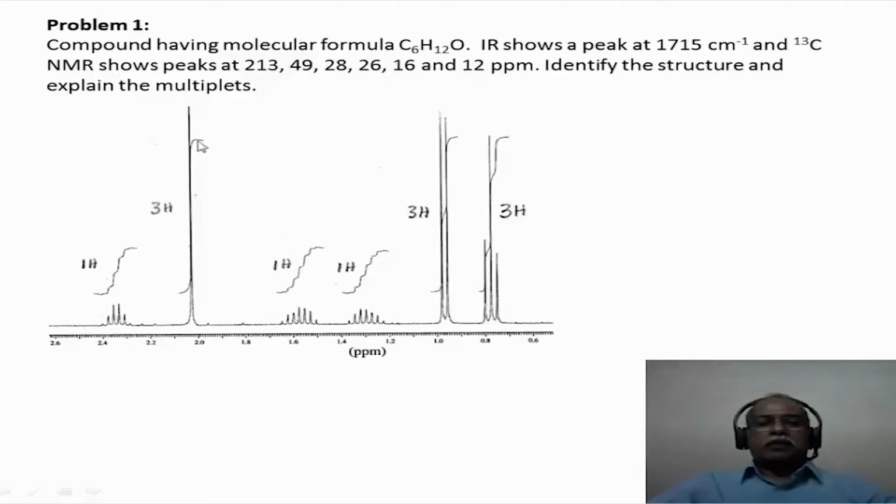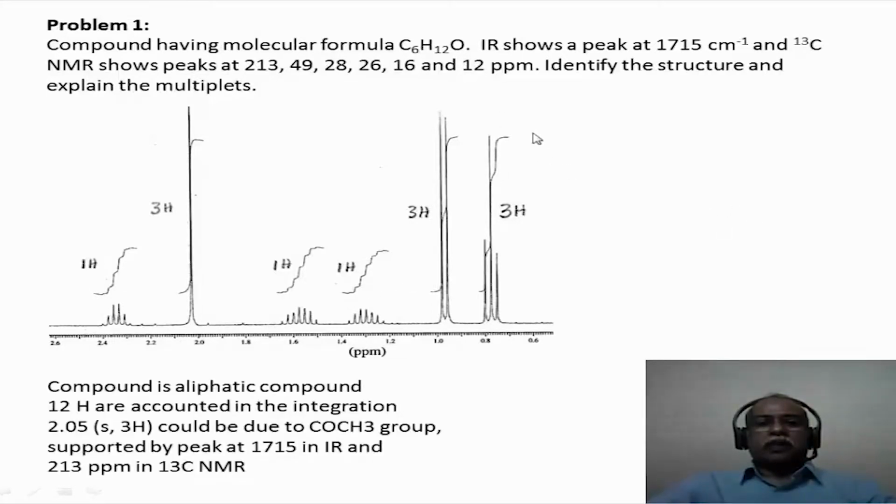This figure is the proton NMR spectrum of this particular compound. You can see here there are three signals of 3 hydrogen intensity, totally 9 hydrogens. Then for 1 hydrogen intensity there are 3 signals, so 9 plus 3, 12 hydrogens. So all the hydrogens are accounted for from the integration, which corresponds to C6H12.